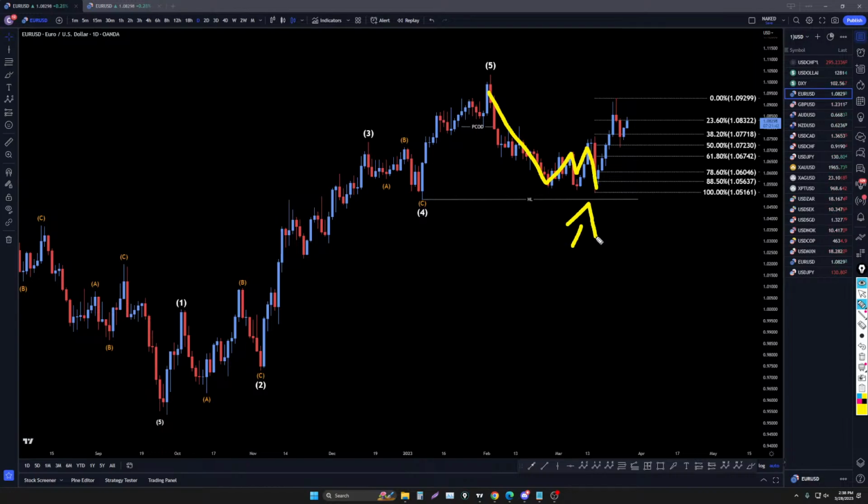I do think that right there is the end of a correction. I do think that this is more likely just going to continue the uptrend. So right now, I'm definitely still very bullish on the euro dollar.